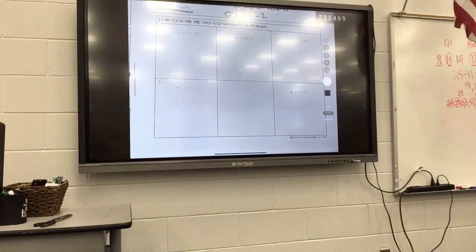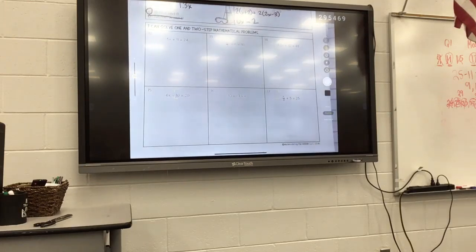Alright. 12 through 17 are all one-step equations. I am not going over these. The reason I'm not going over these is because we're going to move to the two-step equations, because if you can't do one-step equations, I'm sorry to say this, you should not be sitting in this room. These are one-step equations.